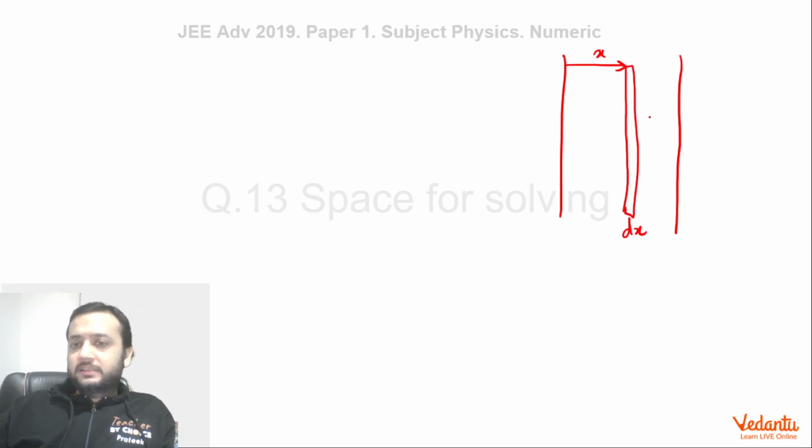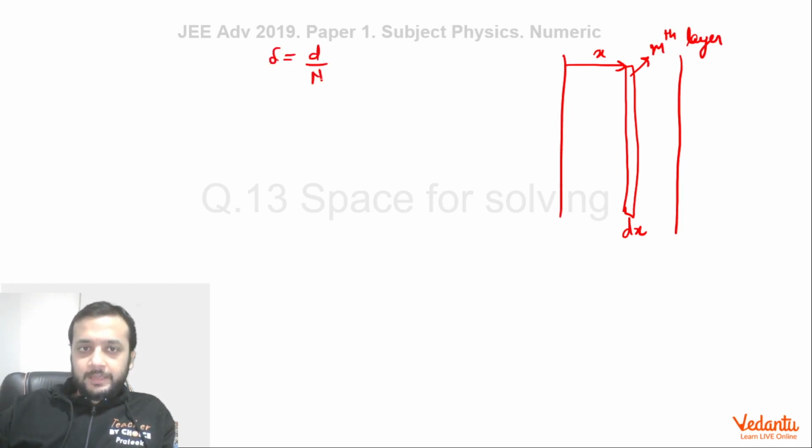So remember, this is our mth layer. Now, the thickness of one dielectric is delta equals d by n, and how many dielectric layers are there up to this one? There are m layers. So basically, can we say that x will be equal to m into delta? Because there are m layers and one dielectric layer is of thickness delta. So this will become m d by n, right?